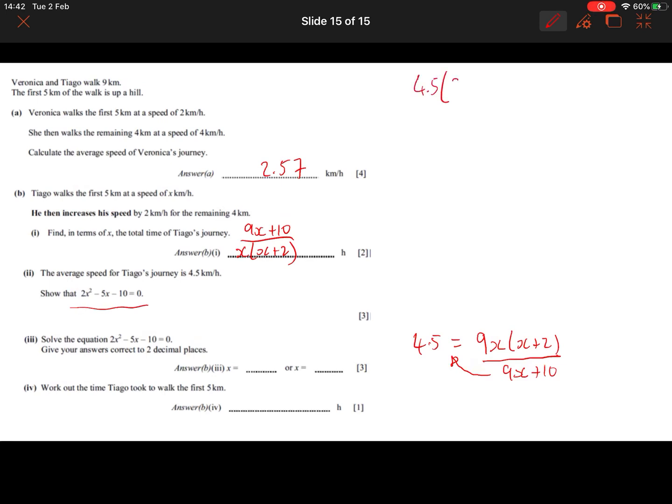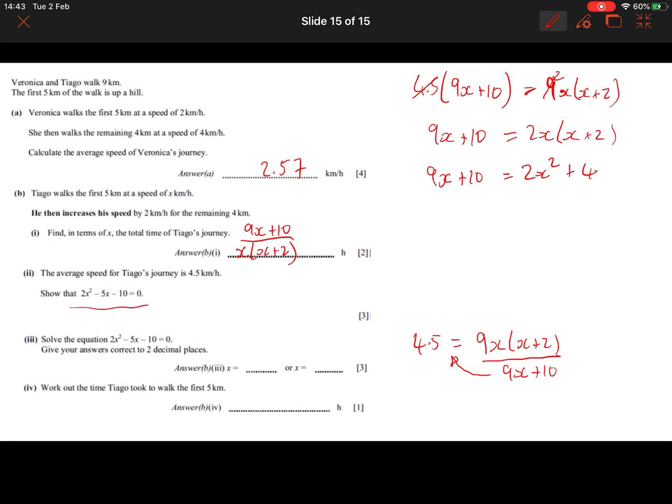Okay, so now I'm going to times both by the denominator. So I'm going to do 4.5 times (9x + 10) equals 9x times (x + 2). And you might be able to spot here that what I can do is cancel this and change this into a 2. So I'm going to get 9x + 10 equals 2x times (x + 2). So I will get 9x + 10 equals 2x squared + 4x.